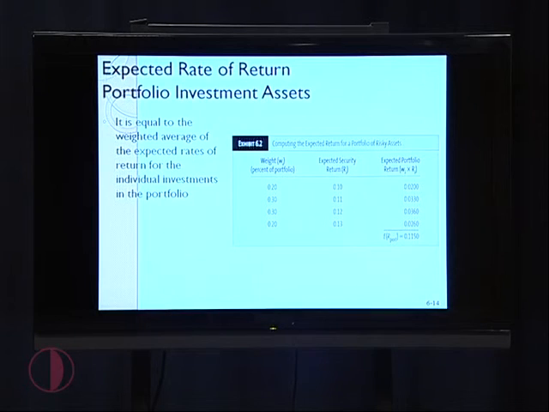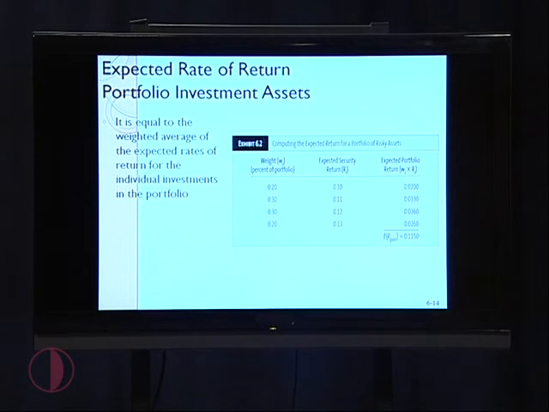Here is an example to understand how to calculate the expected rate of return for a portfolio of investment assets. In this example, we have the weight average for the portfolio, we have the expected security return, then we have the expected portfolio return. The expected rate of return for a portfolio of investment assets is equal to the weighted average of the expected rates of return for the individual investments. We just need to understand the weighted average for each asset.